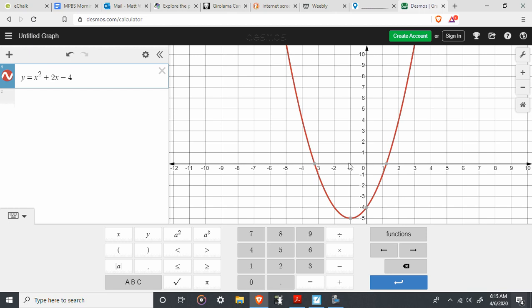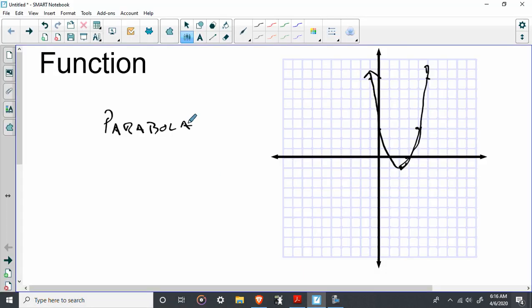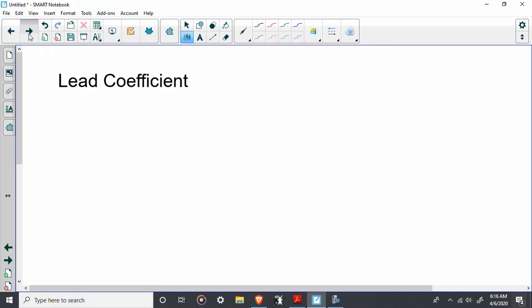So again, we plugged in 1, we got out a y value. Plugged in 2, we got out a y value, okay? So this shape is called a parabola, okay? And your lead coefficient, in this case, a. So we talked about it, we said y is equal to ax squared plus bx plus c. This number up in the front controls the shape of your graph, okay?